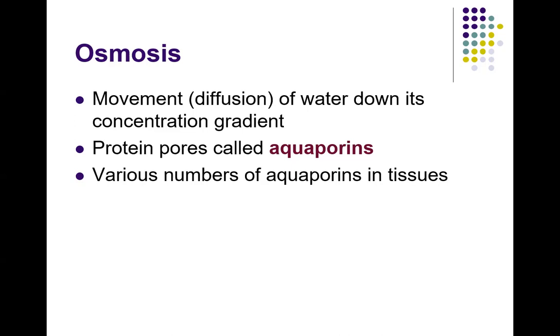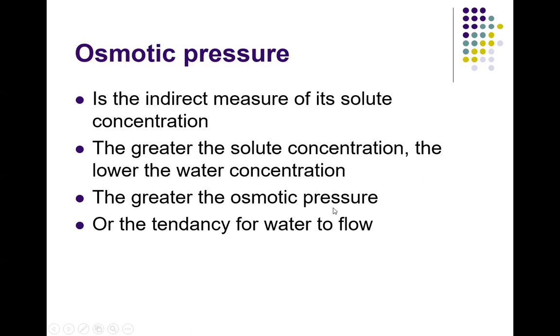But osmosis is the movement of water, and it's really the diffusion of water. It goes down its concentration gradient from high to low, and it's going to use a special protein pore called an aquaporin. Aqua refers to water, porin is pore, so it's basically a water pore. Instead of a sodium pore channel, the aquaporin is for water. There are various numbers of aquaporins in tissues depending on the need for water in those different tissues.